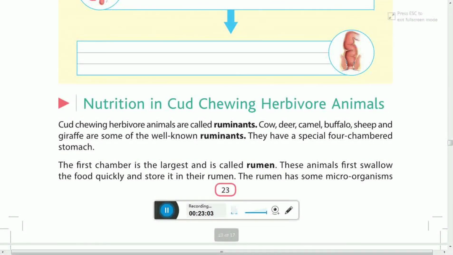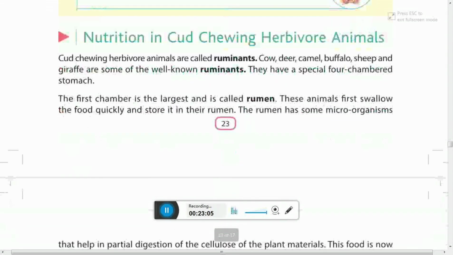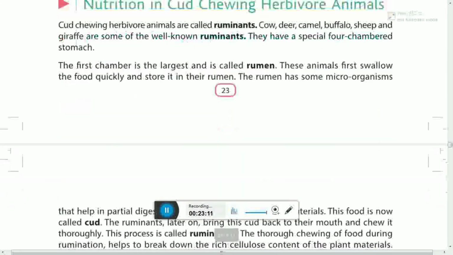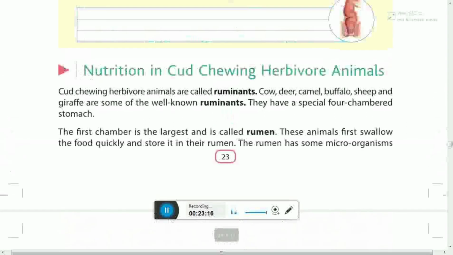So you have just studied the mode of nutrition in animals with reference to human beings. In next class I will discuss nutrition in cud chewing herbivore animals.